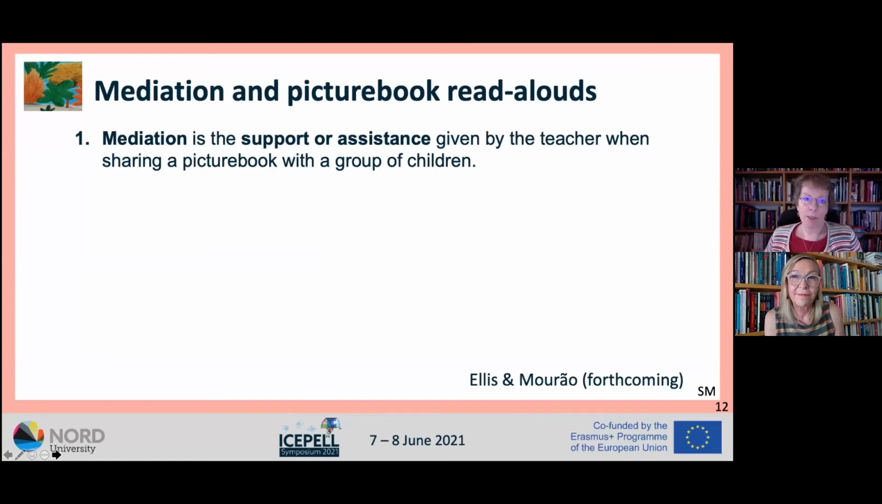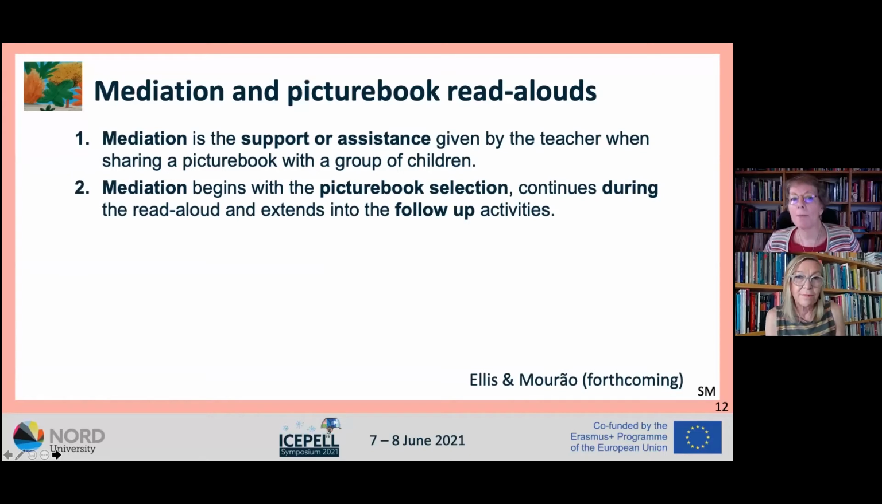So how then do we define mediation in relation to picture book read alouds? Mediation is the support or assistance given by the teacher when sharing a picture book with a group of children, and we often refer to this as scaffolding. Mediation begins with the picture book selection, it continues during the read aloud, and extends into the follow-up activities. So it's a package, fairly complex in that sense.